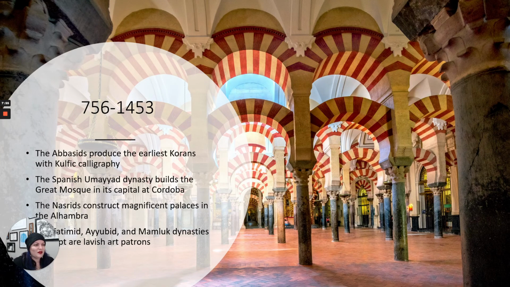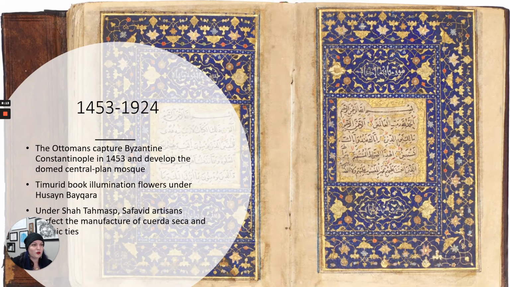The Spanish Umayyad dynasty builds the Great Mosque in its capital at Cordoba. The Nasrid Caliphates construct magnificent palaces at the Alhambra. So we have lots of different dynasties making different impacts in different parts of the world. The Ottomans capture Constantinople in 1453 and develop the domed central plan mosque. The Timurid book illumination flowers under the Husayn Baykara. Under Shah Tahmasp, Safavid artisans perfect the manufacture of the kurda seka, which is ceramic tiles and ceramic works in general.